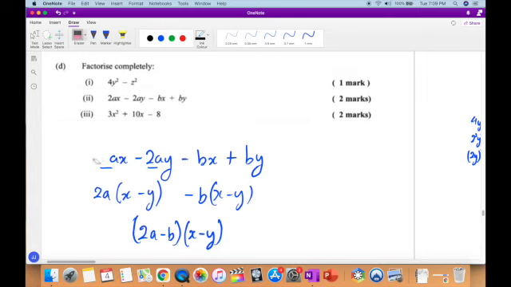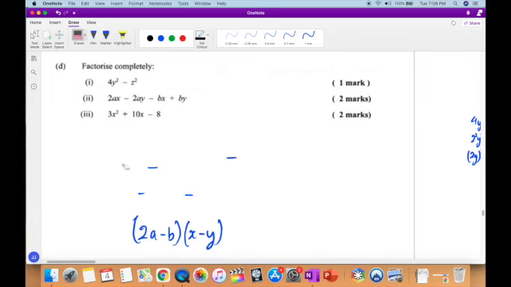Yes, sir. Very good. I hope I'm not erasing these things too fast. If I'm erasing it too fast, let me know and I'll write it back.